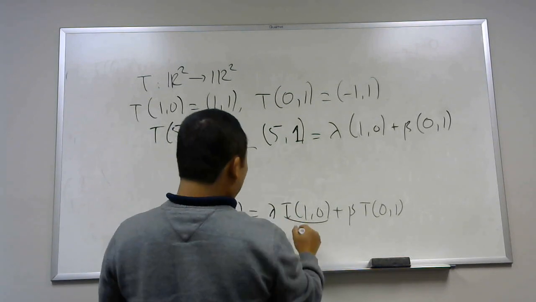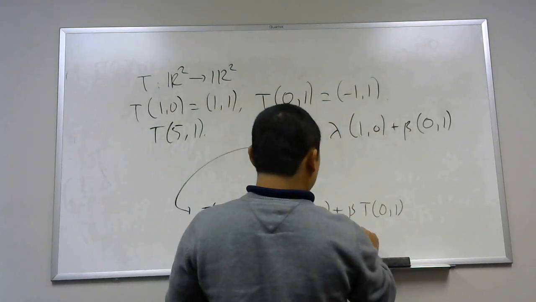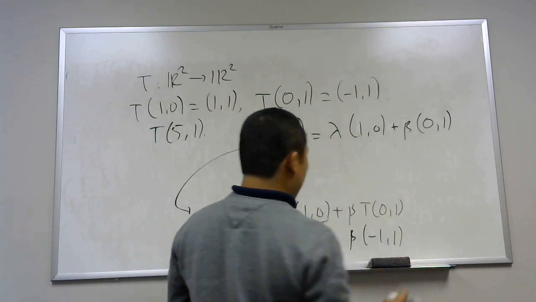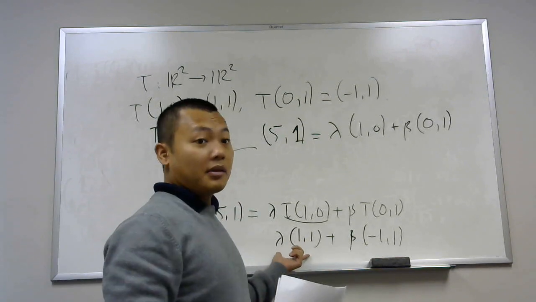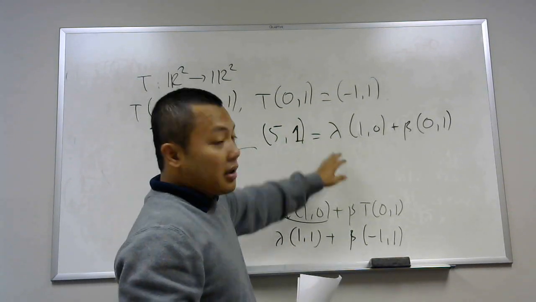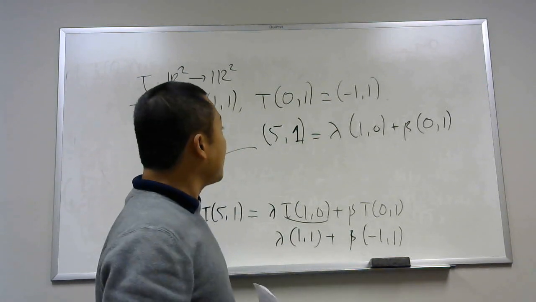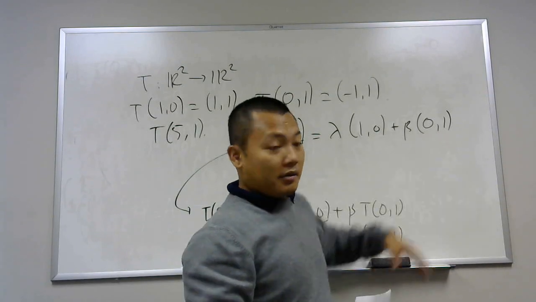And then what is T of (1, 0)? T of (1, 0) is (1, 1). And what is T of (0, 1)? That is (-1, 1). So from here, if we find lambda and beta, we just plug lambda and beta into this to find T of (5, 1). How to solve this equation? I think that is simple.